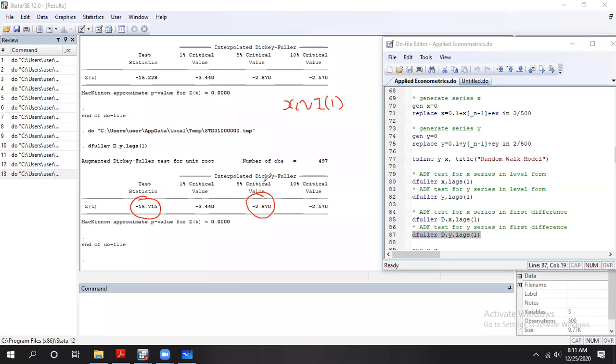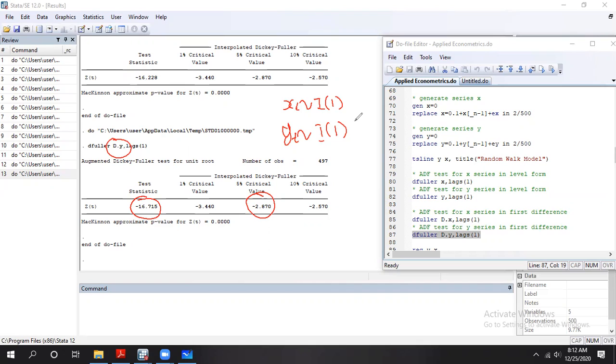So that means we can reject H0. We succeeded in rejecting H0, which means that our data for Y is stationary at the first difference. So Y_t is integrated of order 1, I(1). Okay, so in this case we cannot use Y and X_t at the level form, because if you use X_t and Y_t at the level form, it will lead to spurious regression. We need to use Y_t and X_t at the first difference.